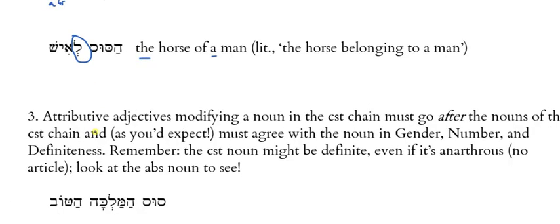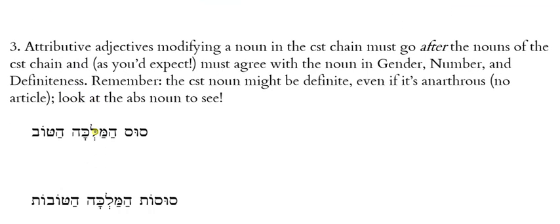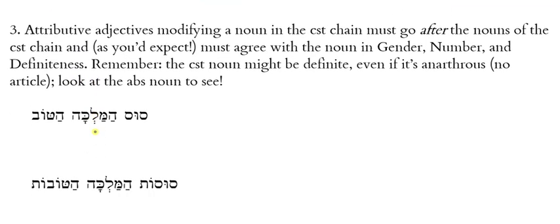Point number 3 here. Attributive adjectives modifying a noun in the construct chain must go after the nouns. And of course you would expect that, right? Attributive adjectives go where with respect to the nouns they modify? They always go after them. So they have to go after the nouns of the construct chain. And, as you'd expect, they must agree with the noun in gender, number, and definiteness.